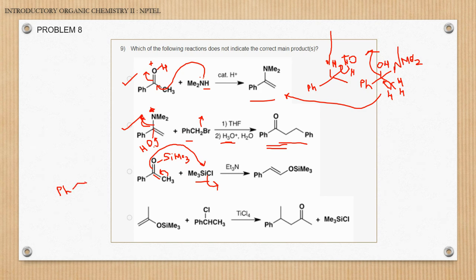So here we get this OSiMe3, right? And here there would be an alkene, right? So from here I'm getting this. So is it matching your right hand side? Is it matching your left hand side?